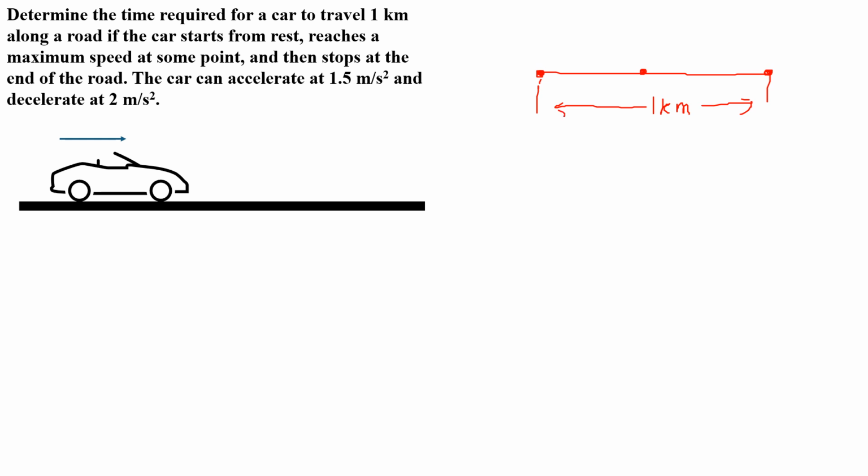Let me give these points some names. I'm just going to call this point 1. This is point M, refers to maximum, and this is point 2. So I'll call this V1, velocity at 1, and this Vm, maximum velocity or speed, and here we have V2.